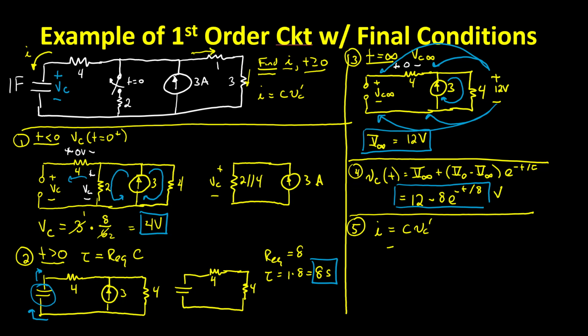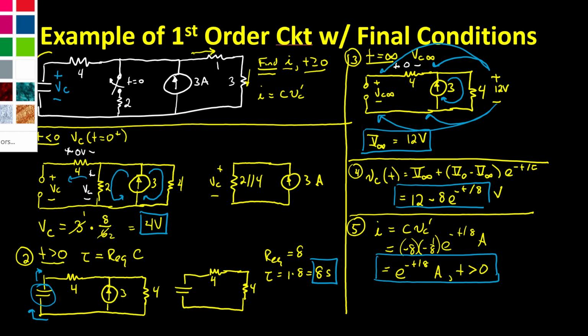Here it's equal to our capacitance, which is just 1, times the derivative of this. The derivative of a constant like 12 is 0. The derivative of minus 8 e to the minus t over 8 would be minus 8 times 1 over minus 8 e to the minus t over 8. And all of a sudden we're talking about amps. And so this would just simply be e to the minus t over 8 amps. And that's true for time greater than 0. And that answers the question.